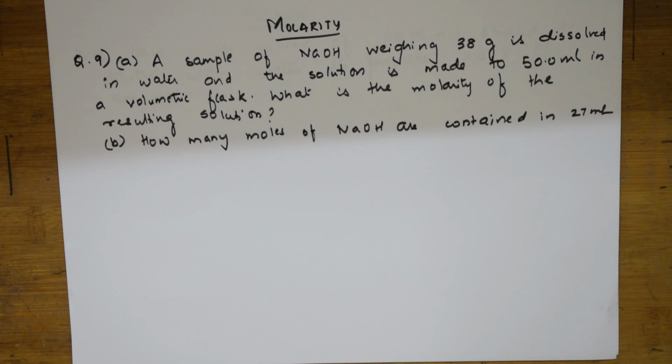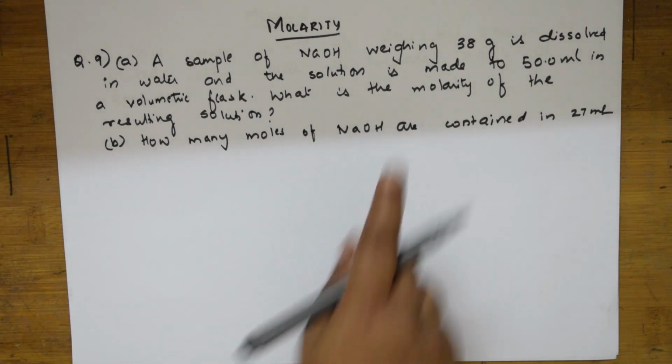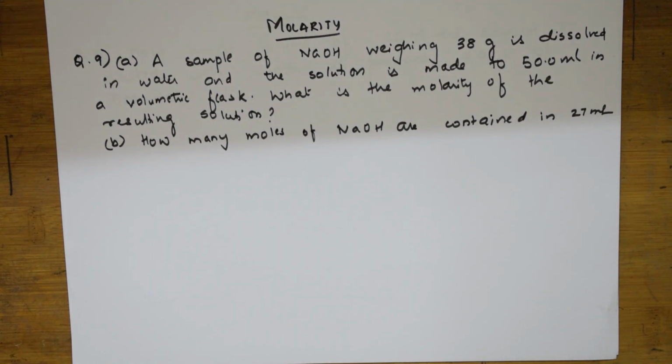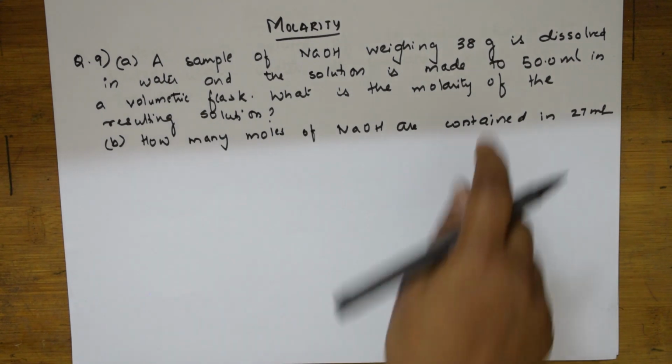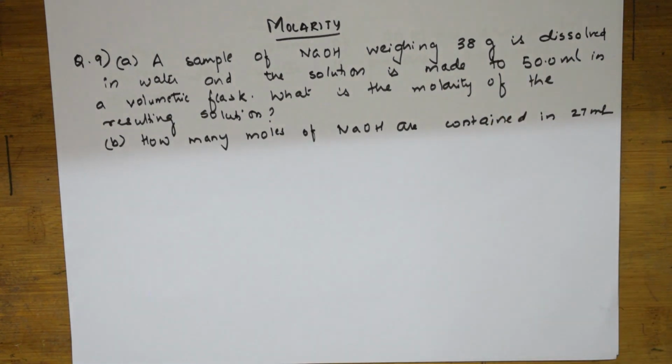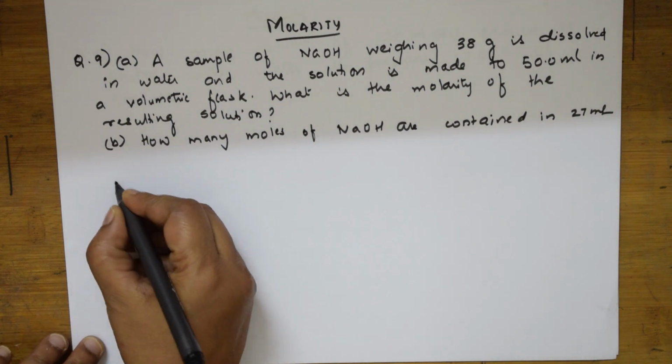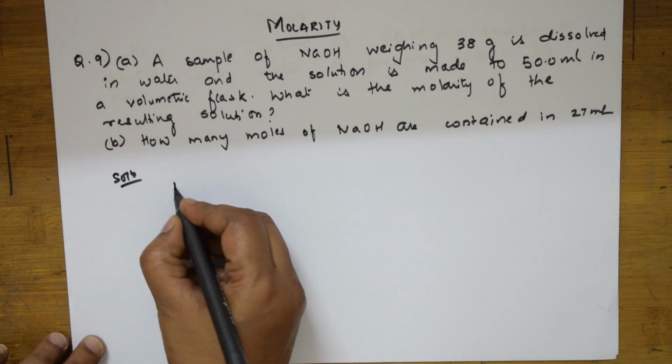So in this particular question, what did they give me? What should I find out? I need to find out first of all the molarity, then I need to find out how many moles also. So both concepts are given to you. We'll do it step by step. First of all, moles of sodium hydroxide in 50 ml. Because from the known we are going to the unknown. In that way we'll go.